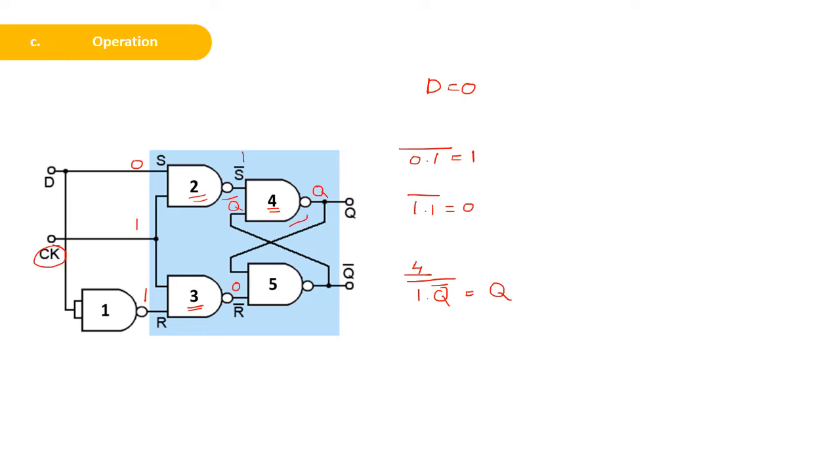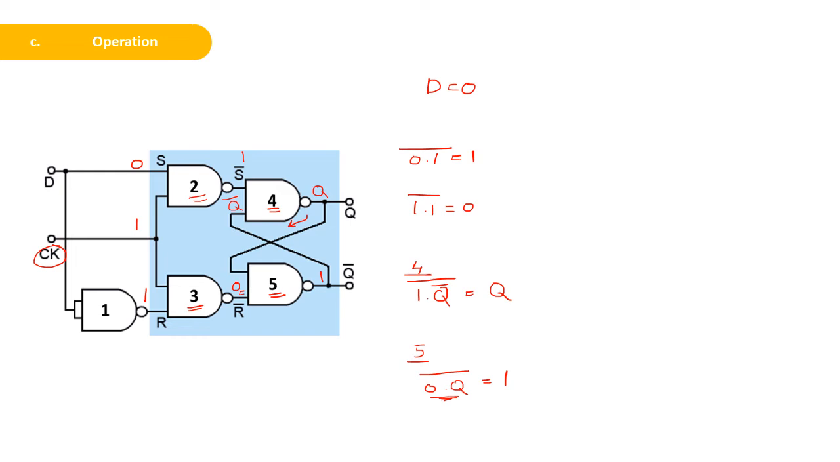This Q is getting fed back as the input of NAND gate 5, and the second input is 0. So if you take NAND gate 5, one input is 0, the second input is Q. So (0 dot Q) complement: 0 dot Q is equal to 0, and 0 complement is equal to 1. So this output will be 1.